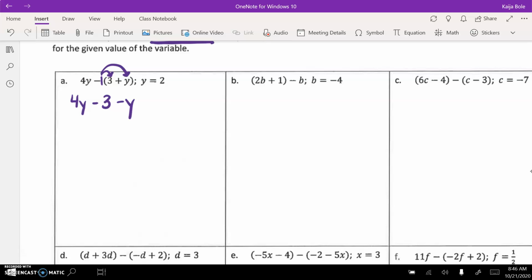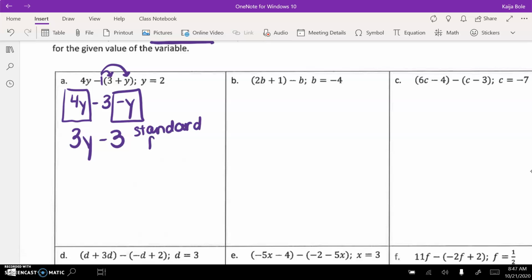So now I'm looking to see, can we combine like terms? I like to box my like terms. I've got some y's, and make sure you include your signs in front of it. So 4y minus y would give us 3y, and then we just have the minus 3. So this is our standard form, okay?